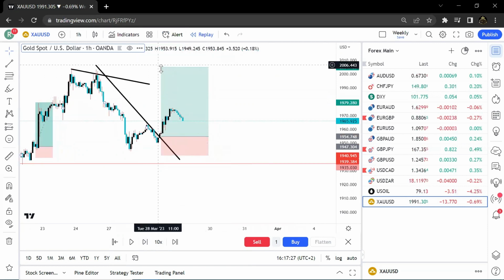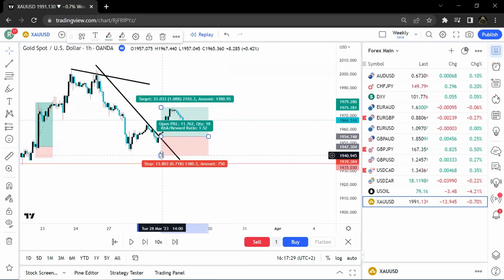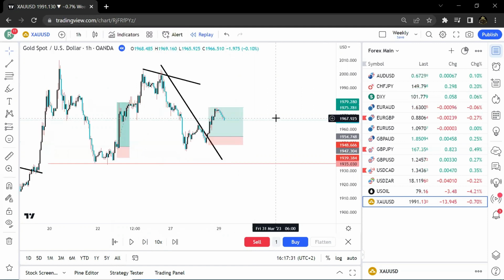And once again, zero drawdown, that's not going to be a stop loss. Zero drawdown into profits. Okay, perfect. So now we have 2 trades running.